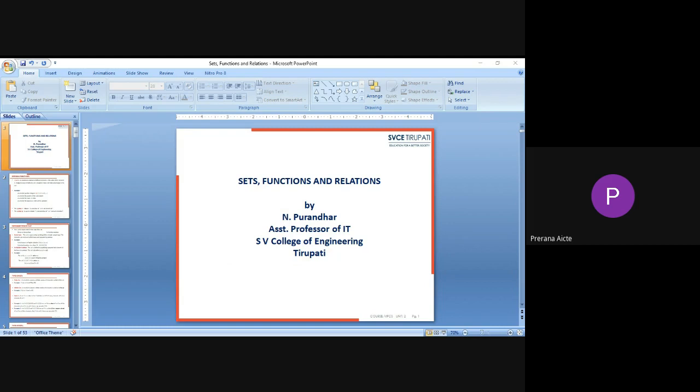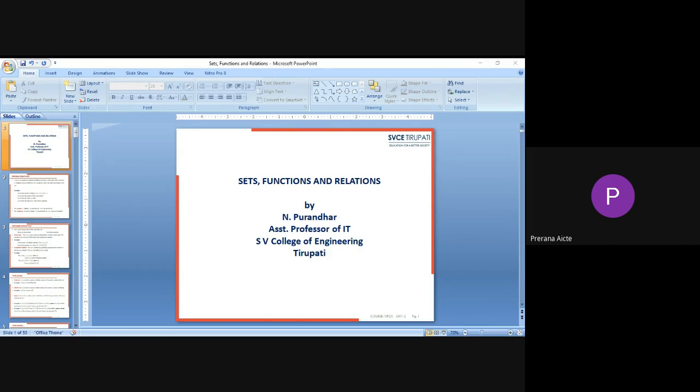Coming to roster form, how do we represent it? We just list out all the elements which belong to that set, and those elements are written within flower braces like this. That is called roster form. That is the simplest method of representing a set. If you see here, the set of vowels in the English alphabet, we represent it like this: A, E, I, O, U. And the set of odd numbers less than 10, we represent like this. So I can follow any one of the methods to represent that particular set of elements.